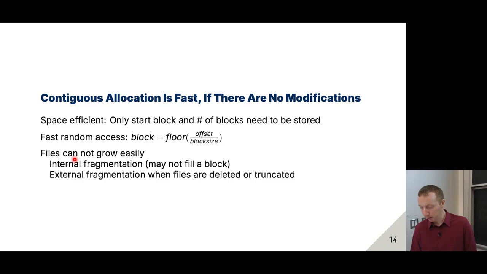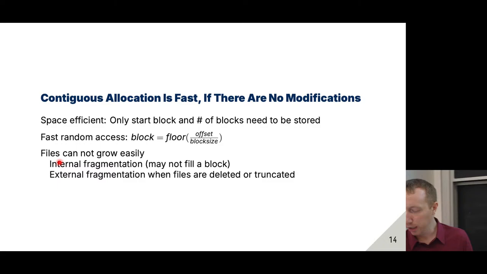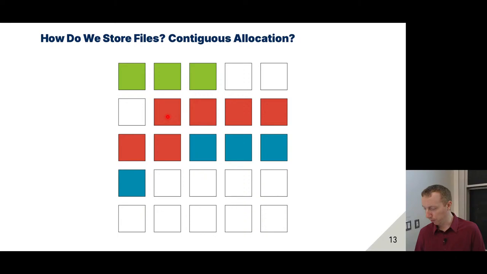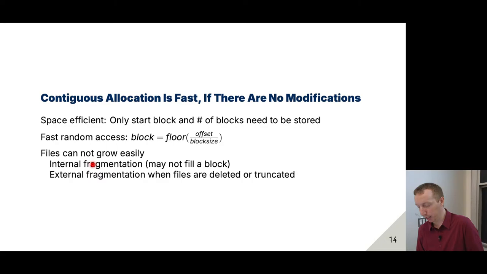Now we get to talk about this fun word, fragmentation, which basically means wasted space. Internal fragmentation just means that within a block, I waste some space. For file systems, typically we just deal with blocks. So if there's a 4 kilobyte block and your file is only 10 bytes large, you're wasting 4,086 bytes. But we call that internal fragmentation because it's within a block and we don't really care about it.